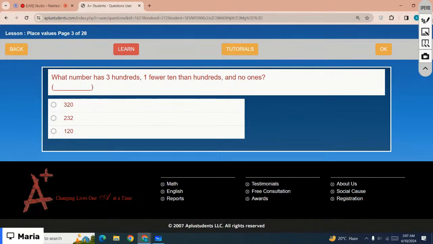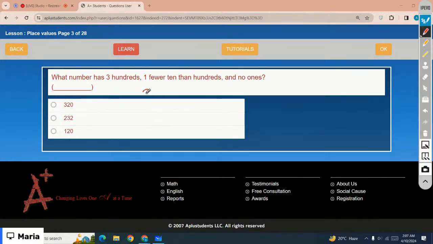300s, right? That means 3 is the digit that is at the hundreds place. Then 1 fewer 10 than 100. So 10 is 1 fewer than 100, right? That means 3 minus 1, 2, is at the tens place and no ones means 0. Very good. The correct option is 320. Option number 1 is the correct option.